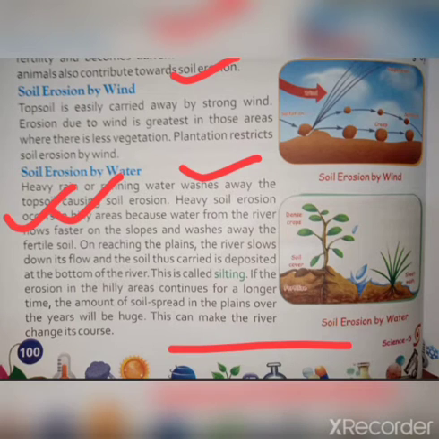Here, what is silting? Silting is a process: on reaching the plains, the river slows down its flow and the soil it carries is deposited at the bottom of the river. So when the soil is deposited at the bottom of the river, it is called silting.